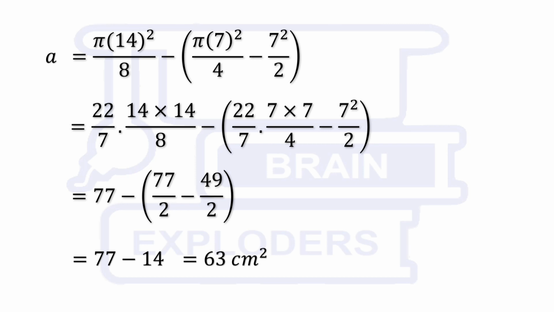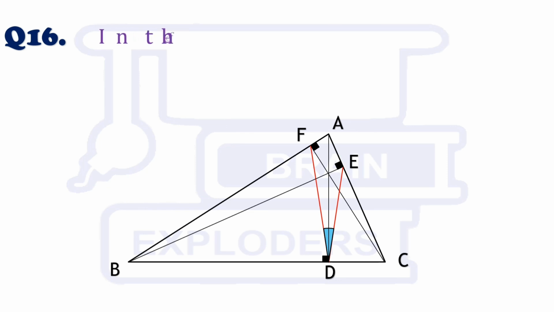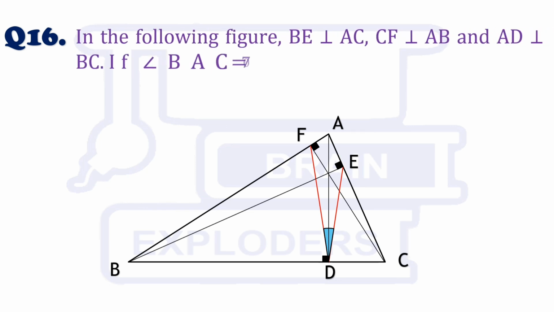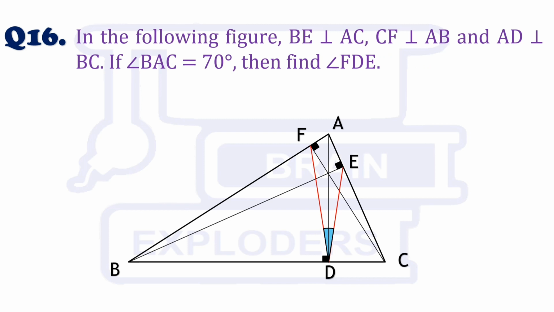Let's move to our another question. In the following figure, BE is perpendicular to AC, CF is perpendicular to AB and AD is perpendicular to BC. If angle BAC is equal to 70 degrees, then find angle FDE.